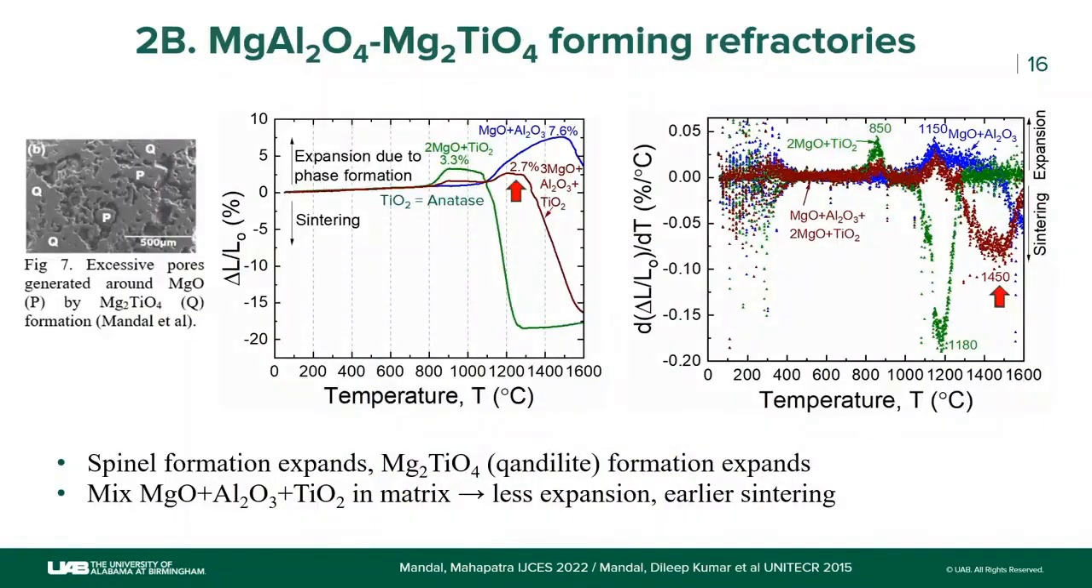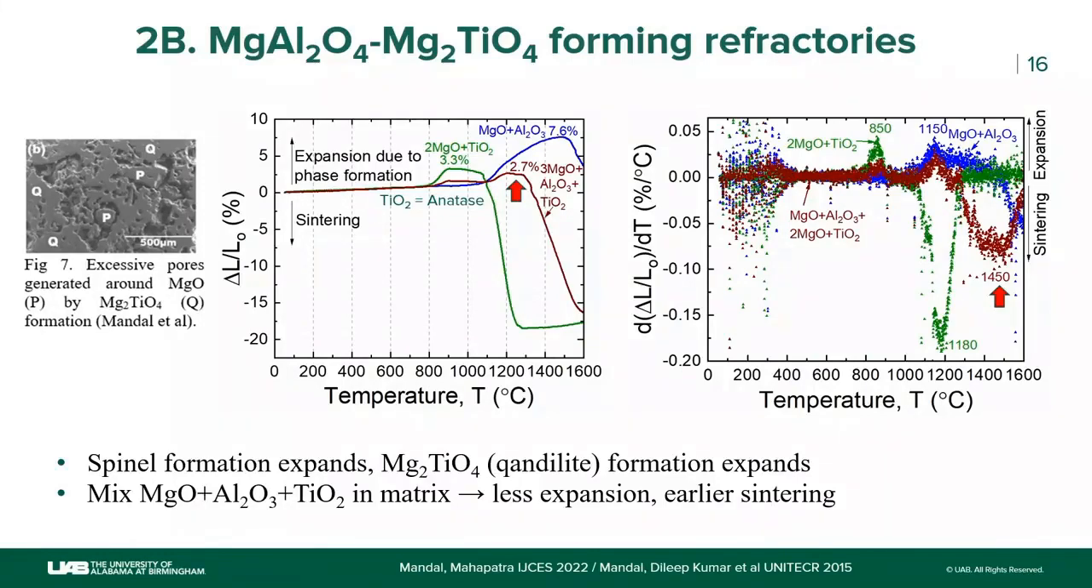So this was some preliminary work, as I told, that magnesium titanate forms this high porosity if you add too much content. Here, I think it was like 30% magnesium titanate formation in the brick. You see all this porosity in it. What you also see is that this magnesium aluminate spinel is forming, and it has 7.6% expansion, whereas the magnesium titanate has 3.3% expansion.